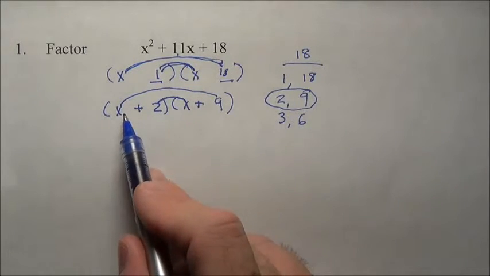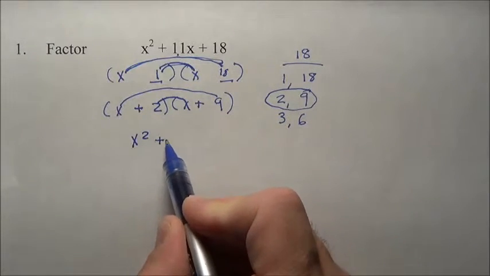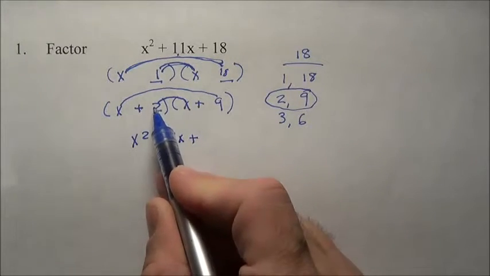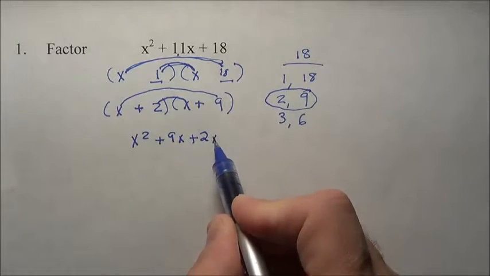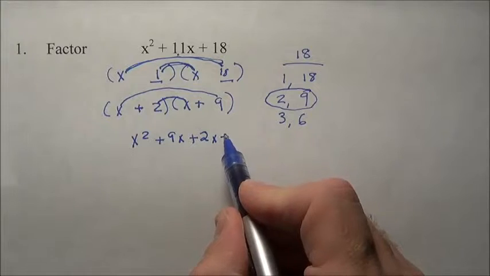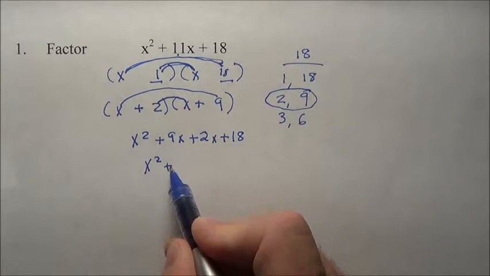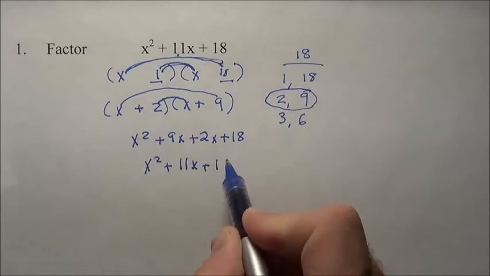Well, let me double check again. x times x gives me x squared. x times the 9 gives me my 9x. 2 times that x gives me my 2x. Together that's going to give you 11x. And then finally the 2 shakes hands with the 9 and makes 18. So I end up with x squared plus 11x plus 18.